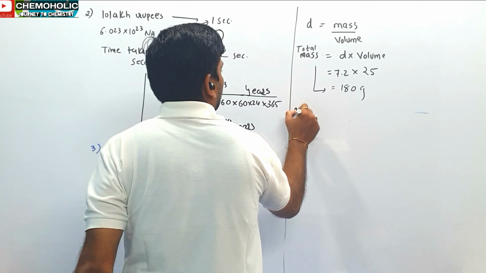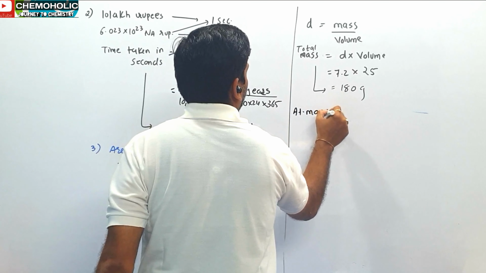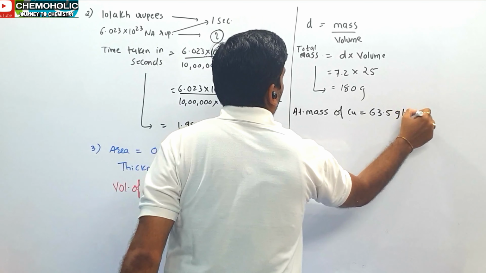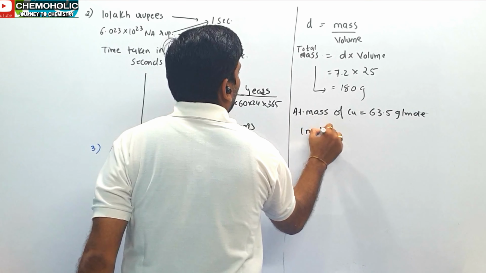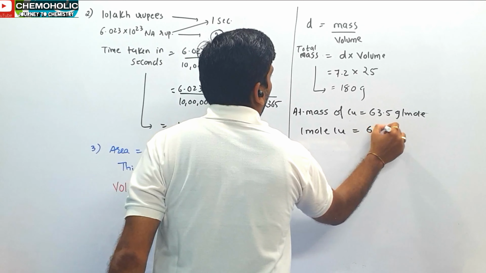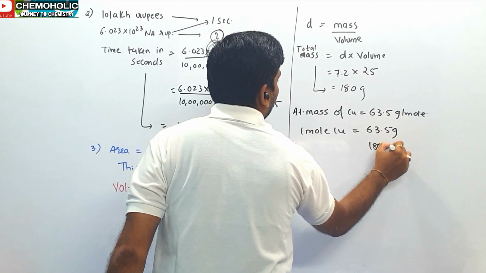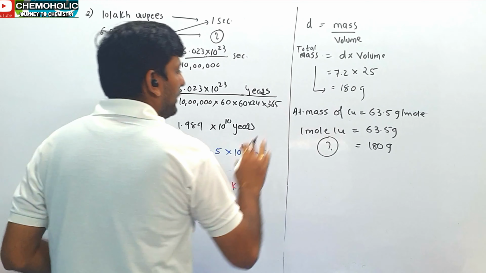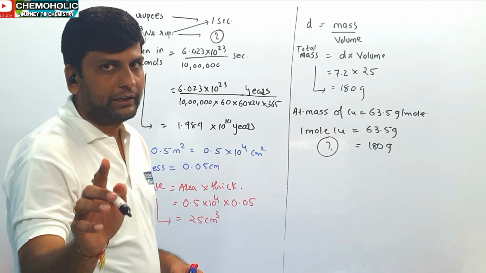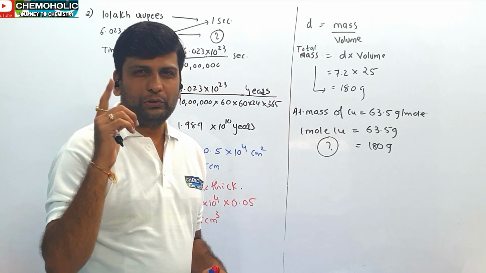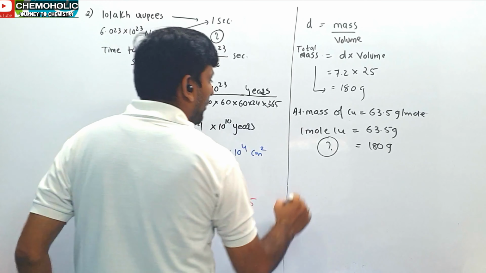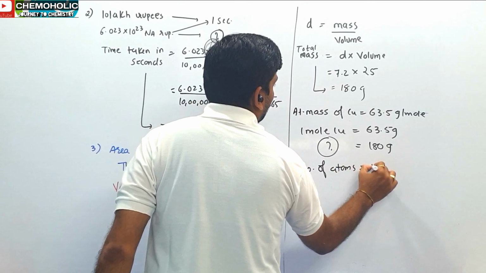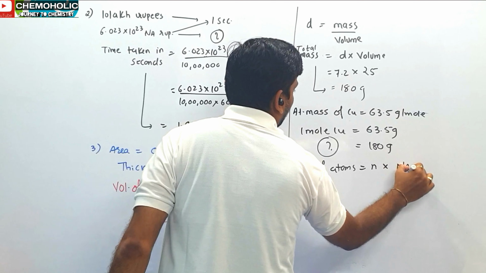Now, atomic mass of copper. Atomic mass of copper is 63.5 gram per mole, which indicates that one mole of copper weighs 63.5 gram. Then 180 gram will have what number of moles? You'll get the number of moles, but wait over here. You don't need to find the number of moles. You need to find the number of atoms. And how shall you find the number of atoms? Number of atoms is number of moles multiplied by Avogadro number.